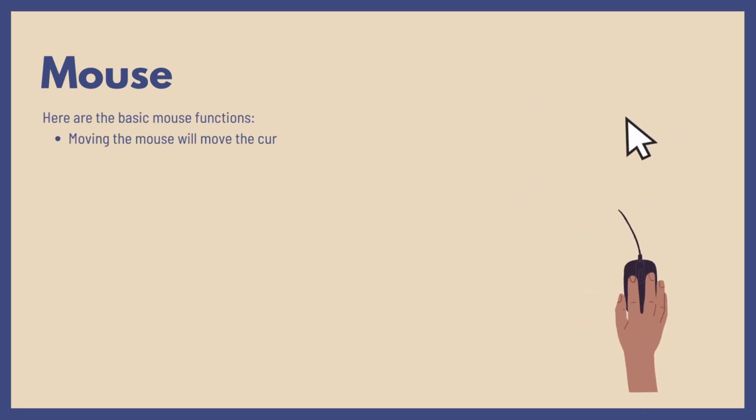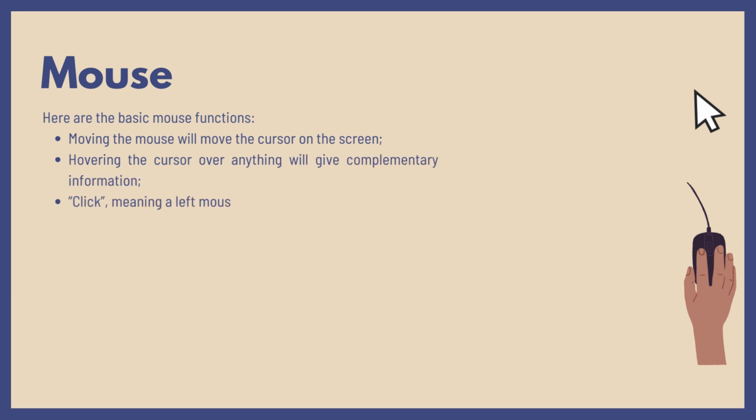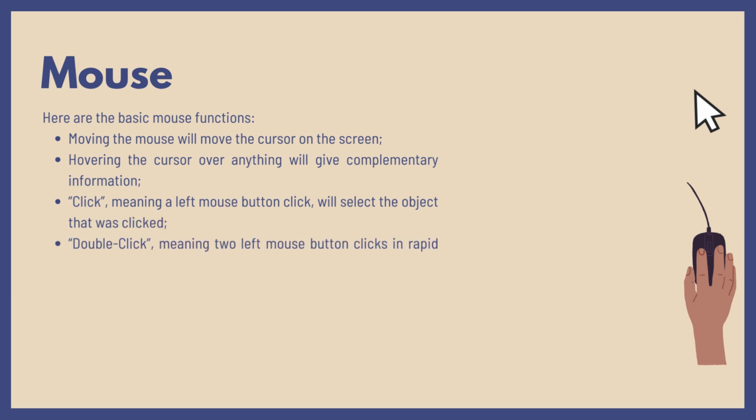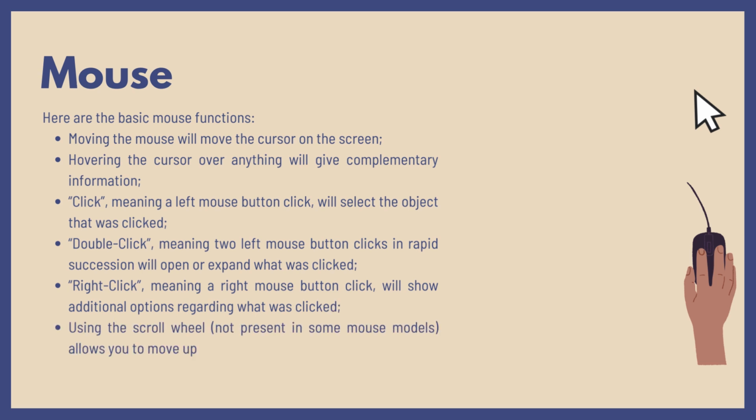Moving the mouse will move the cursor on the screen. Hovering the cursor over anything will give complementary information. Click, meaning a left mouse button click, will select the object that was clicked. Double click, meaning two left mouse button clicks in rapid succession, will open or expand what was clicked. Right click, meaning a right mouse button click, will show additional options regarding what was clicked. Using the scroll wheel, not present in some mouse models, allows you to move up and down pages.